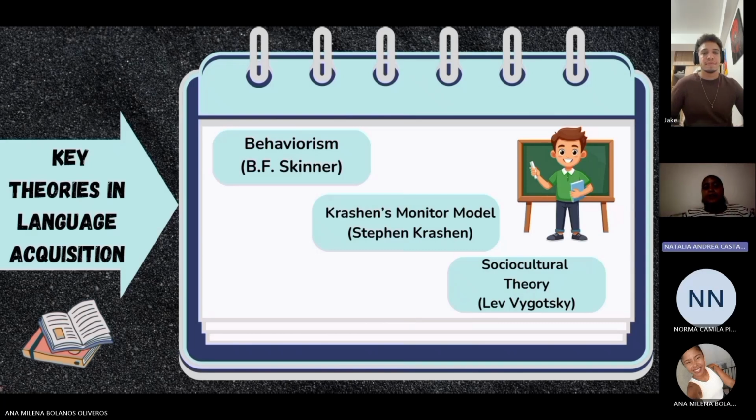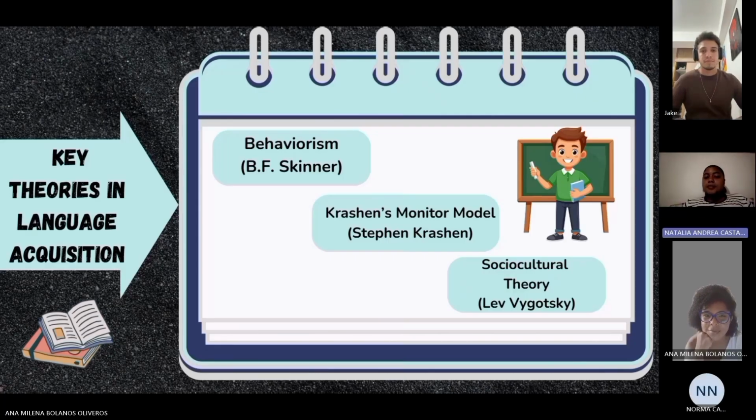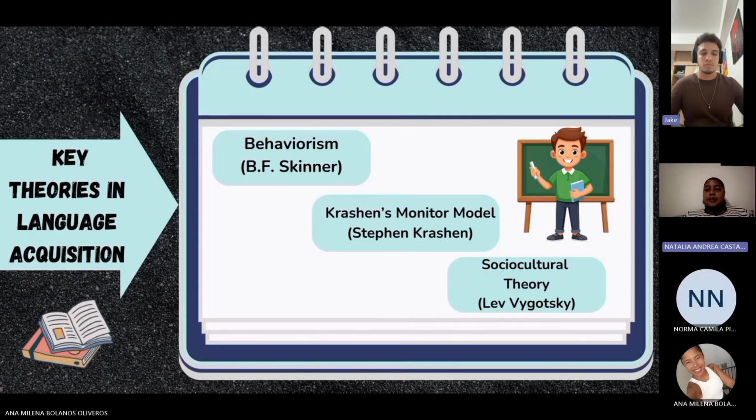Now I'm going to explain the main theories related to our problem. First, behaviorism by B.F. Skinner explained that learning happens through repetition, imitation, and positive reinforcement. These help students gain confidence when they practice speaking. Second, Krashen's monitor model explains that students learn better when they feel relaxed and understand the language. When anxiety is low, students are more willing to participate.